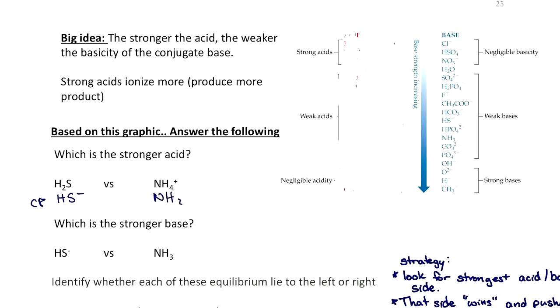Am I going to find these acids on this table, the blue side? No, you're not. These are bases. You can look really hard, but you're not going to find H2S and NH4 plus on this table. What you will find are their conjugate bases. So this is what we need to look for: HS minus and ammonia, right there. Those are the conjugate bases. Of those conjugate bases, which one's stronger?